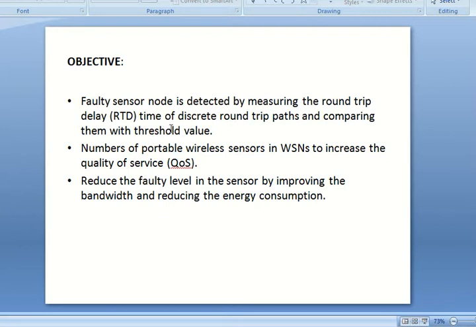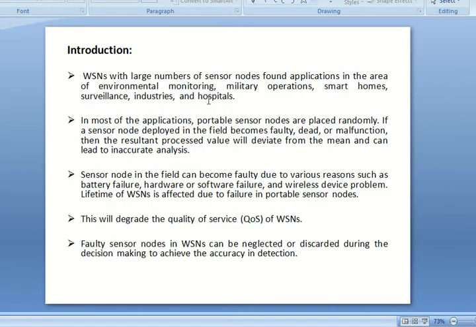The objective of our project is to measure the round trip delay of every node, to identify the faulty node, and to improve the quality of service of the wireless sensor network. The wireless sensor network has various applications in military, homes, industries, and hospitals. Everywhere, the quality of service is very important. So, our proposed system helps to improve the quality of service.